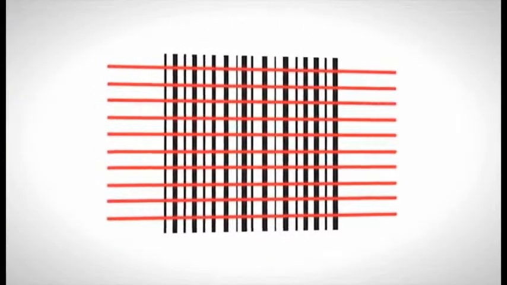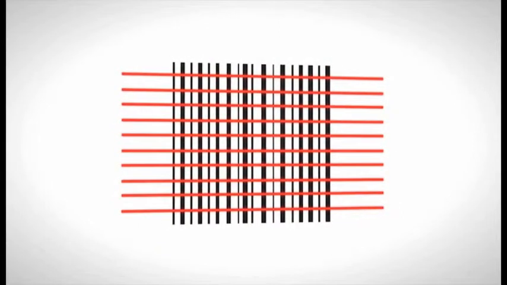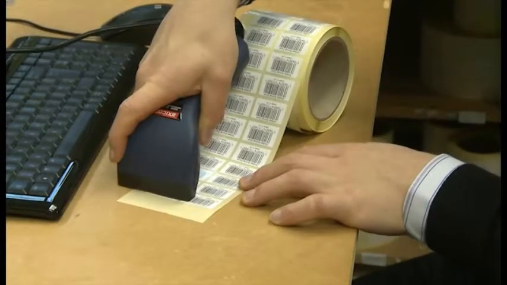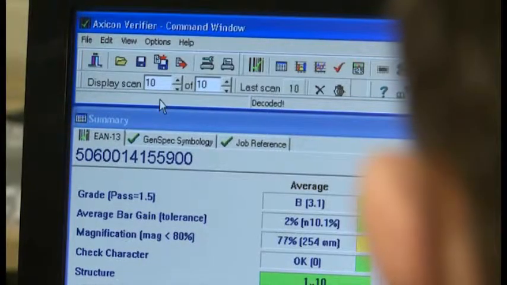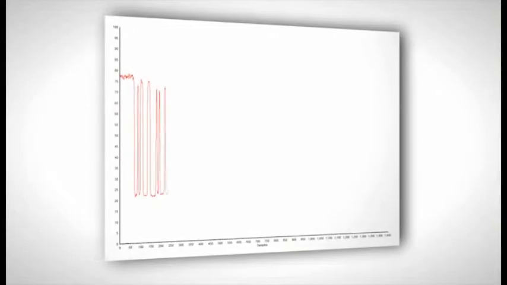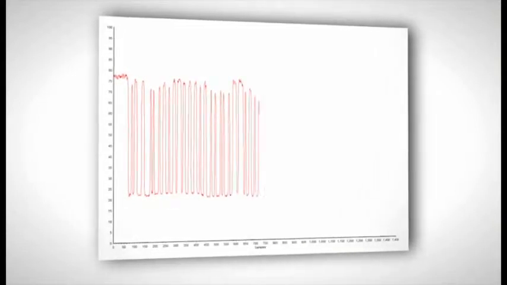The correct ISO verification test is based on 10 scans taken over the full height of the barcode, but not including the top 10% and bottom 10% of the symbol. Take your 10 scans. On each scan, the verifier will draw itself a graph or profile of the reflected light from the barcode. This is the scan reflectance profile.